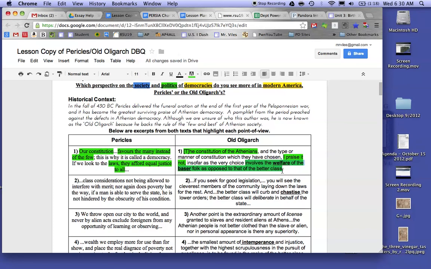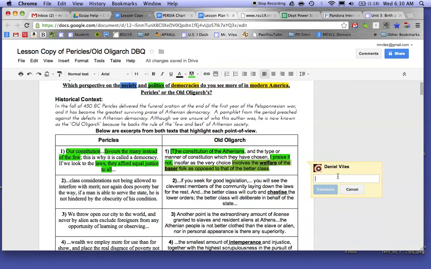So I'm going to hold down, I'm on a Mac, as you are. I've highlighted that little bit of the text, and I'm going to hold down Option and Command right to the left of the space bar. Hold down those two buttons, and I'm going to press the letter M. And now I have a comment. I can write in the margin, and what I want to write is what that means. So he says involves the welfare of the baser folk.